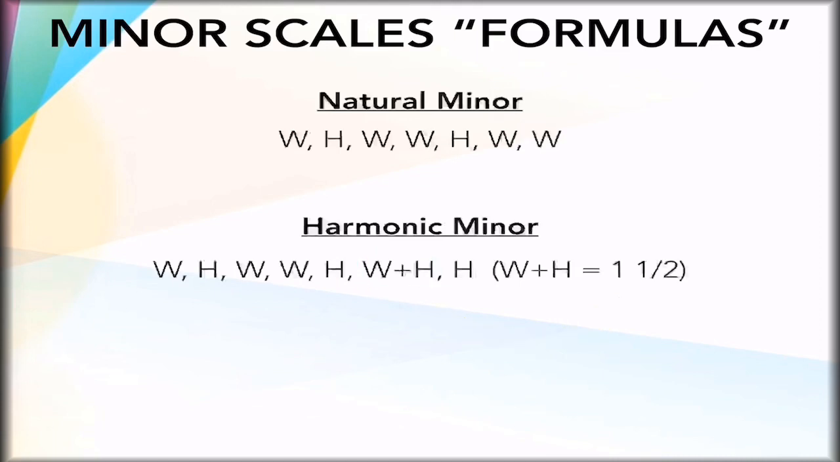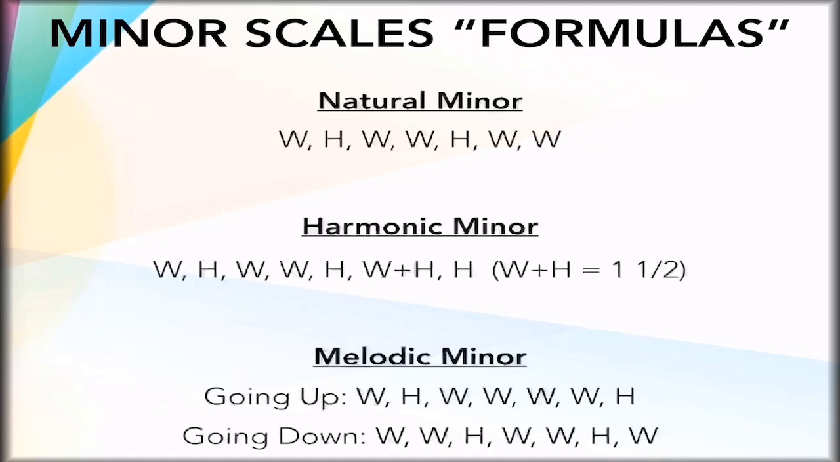Now let's look at the melodic minor. Notice that there are 2 different patterns for the melodic minor. One for going up or ascending, and one for going down or descending, in other words, when you go backwards. Now going up, we have whole step, half step, whole step, whole step, whole step, whole step, half step. Yes, there are 4 whole steps in a row. Going down, we have whole step, half step, whole step, half step, whole step.